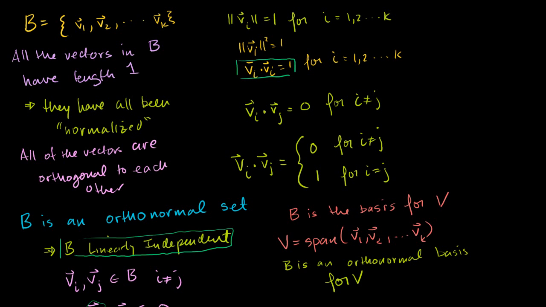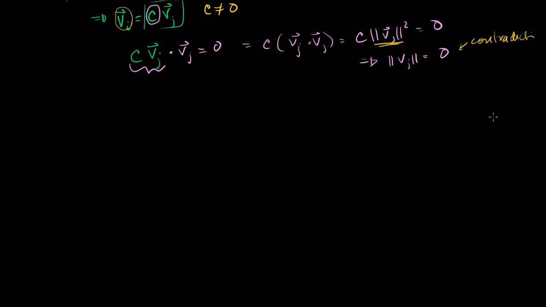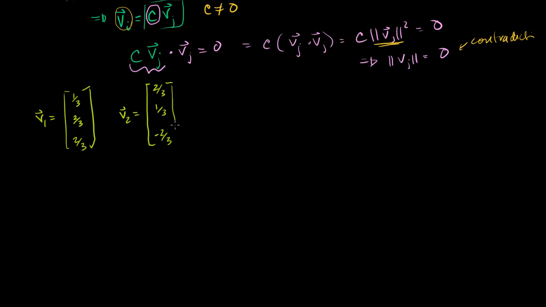Now, everything I've done is very abstract, but let me do some quick examples for you just so you understand what an orthonormal basis looks like with real numbers. So let's say I have two vectors. Let's say I have the vector v1, that is, let's say we're dealing in R3, so it's 1/3, 2/3, and 2/3. And let's say I have another vector v2 that is equal to 2/3, 1/3, and minus 2/3. And let's say that B is the set of v1 and v2.